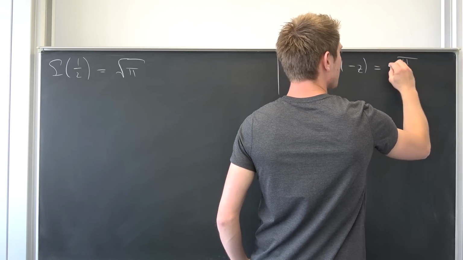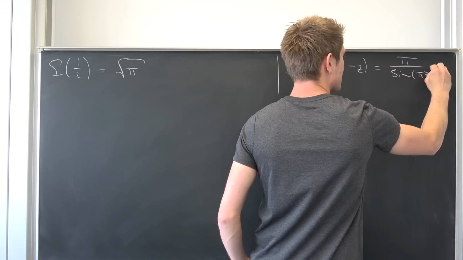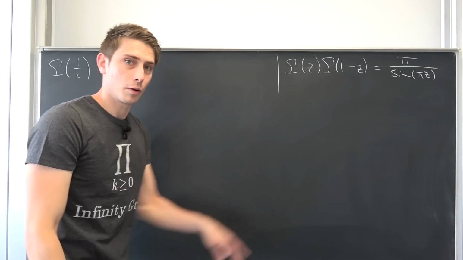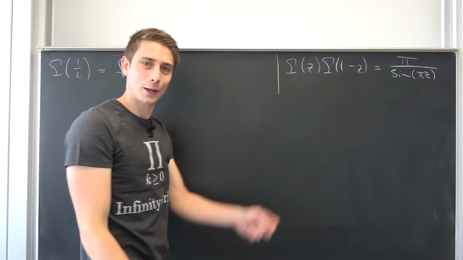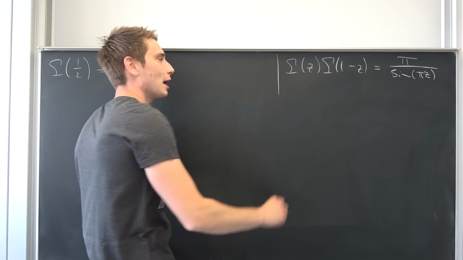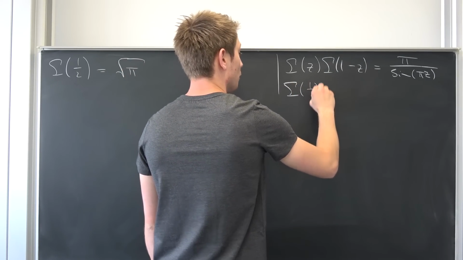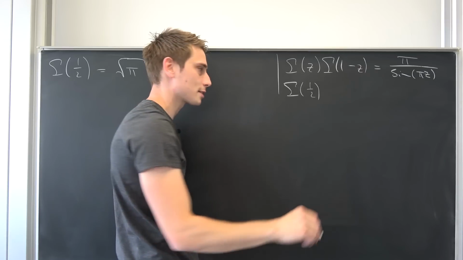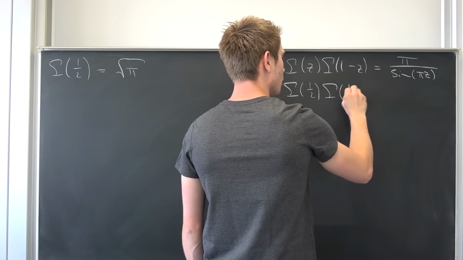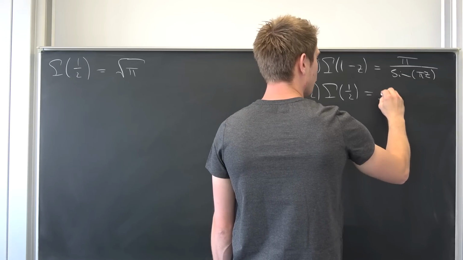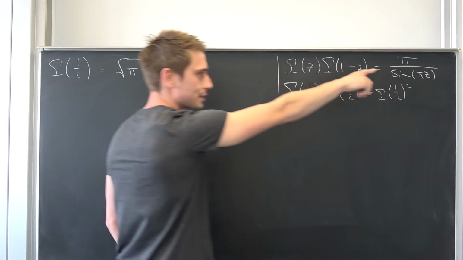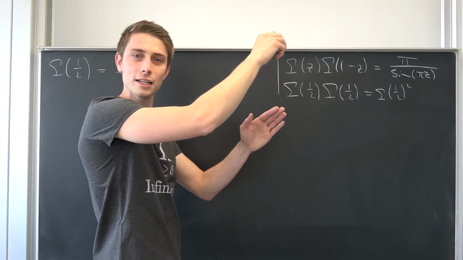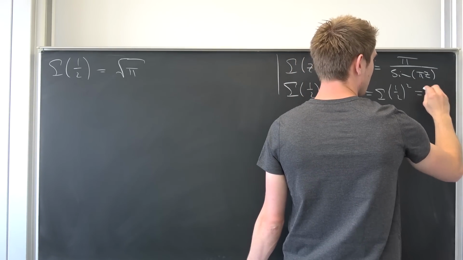It's going to evaluate to pi over the sine of pi times z. We have proven this fact a lot of times before. Now, we want to get to gamma of 1/2, so why not plug 1/2 into here. So we are going to get gamma of 1/2 times gamma of 1 minus 1/2, that's just 1/2. What a coincidence. So that leaves us with gamma of 1/2 squared, and this is going to evaluate to pi over sine of pi over 2. That's just 1, so we are going to get pi out of this.